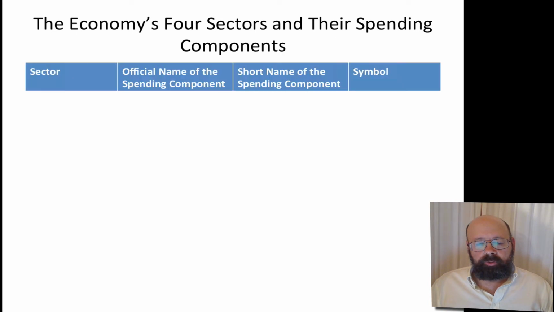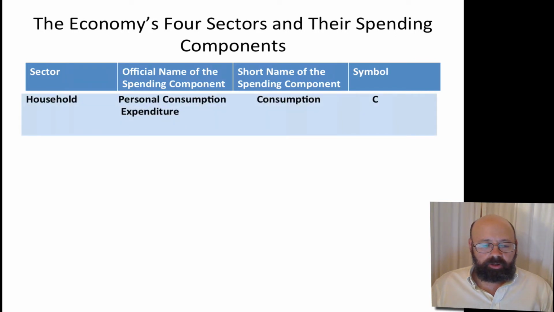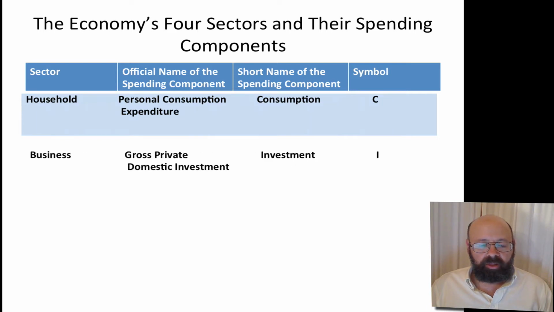Now what I want to show you is a table that relates the type of spending that corresponds to each of these four sectors. So in the case of the household sector, the official name of the spending that takes place in the household sector is referred to as personal consumption expenditures. Its short name is consumption, and oftentimes I'm going to use the symbol C to stand for consumption, or household spending.